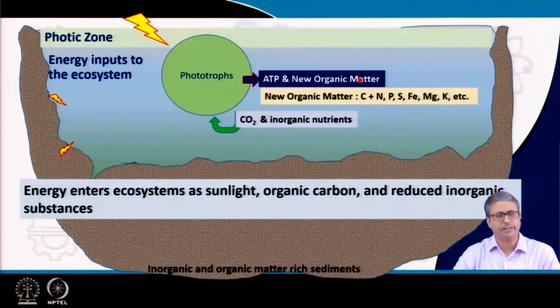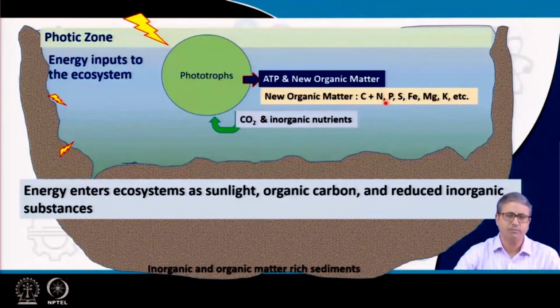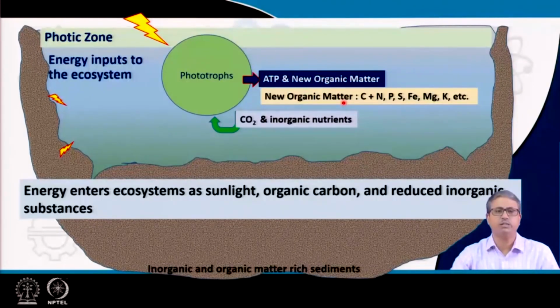This in situ synthesized new organic matter from the phototrophs represents the bulk carbon, and along with carbon, as I mentioned, it will also have lots of nitrogen, phosphorus, sulfur, iron, magnesium, potassium, etc., which are assimilated within the biomass. As the biomass or the metabolic products become available in the broader pool of nutrients, they will also be available to the system. So, any microorganism that would like to use them can use them.